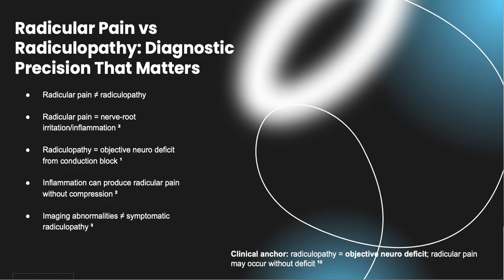Imaging must be interpreted cautiously. Brinjikji et al. report that, quote, imaging findings of spine degeneration are present in high proportions of asymptomatic individuals. A disc bulge does not confirm symptomatic radiculopathy. The diagnostic anchor remains an objective deficit: myotomal weakness, diminished reflexes, or sensory dermatomal loss. Without these findings, the presentation is radicular pain. Diagnostic precision matters. Management follows language.